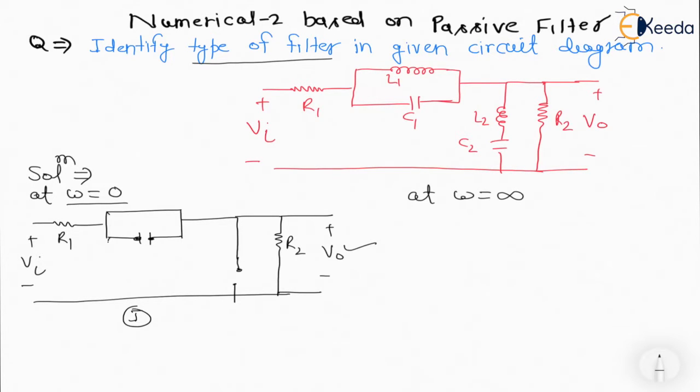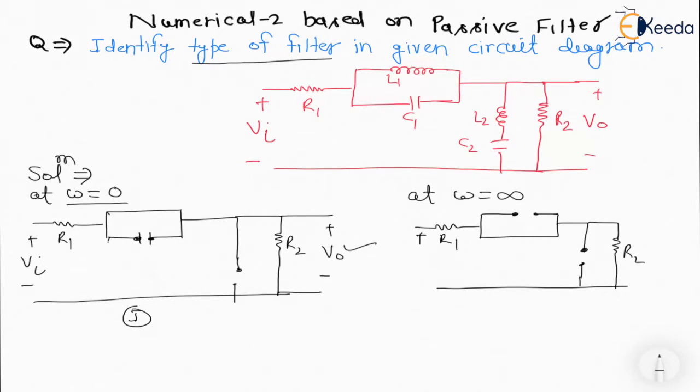So at omega equal to infinity, this will be R1, this inductor will be open circuited and this capacitor will be short circuited, and here the inductor will be open circuited and the capacitor will be short circuited, and resistor R2 is plus minus Vi, this is plus minus V0. By observing this figure, we can definitely say that the V0 value will not be 0. So V0 value is not equal to 0. So V0 we are getting something.